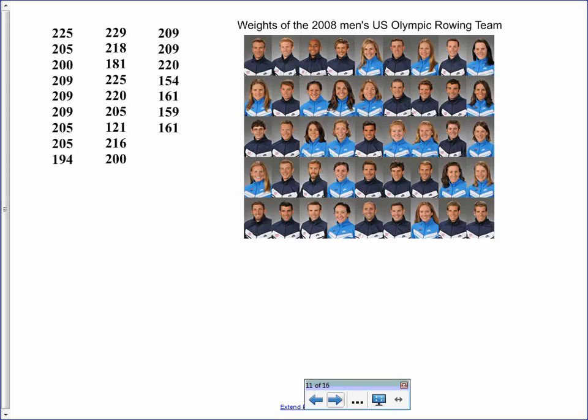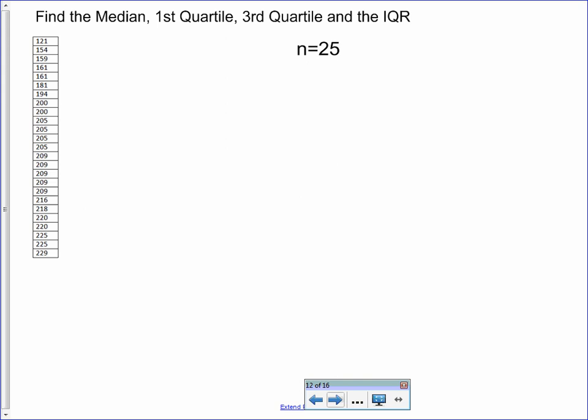So here we have a data set. This is the weights of the 2008 Olympic men's rowing team. This is the picture of the men and the women on the rowing team. And here are their weights, right? So how do we find the median, the first quartile, and the third quartile? It's not a symmetrical distribution, I'll tell you that now. If you wanted to, you could do a histogram of it, but you would see it's not. It's bimodal with skewness. So here are all the data points.